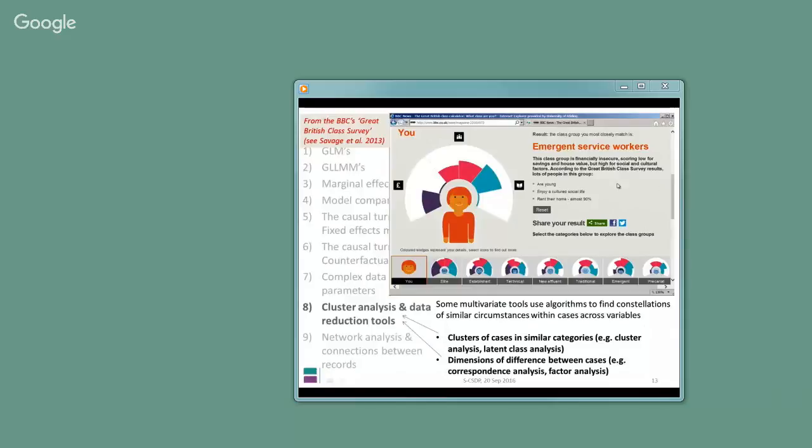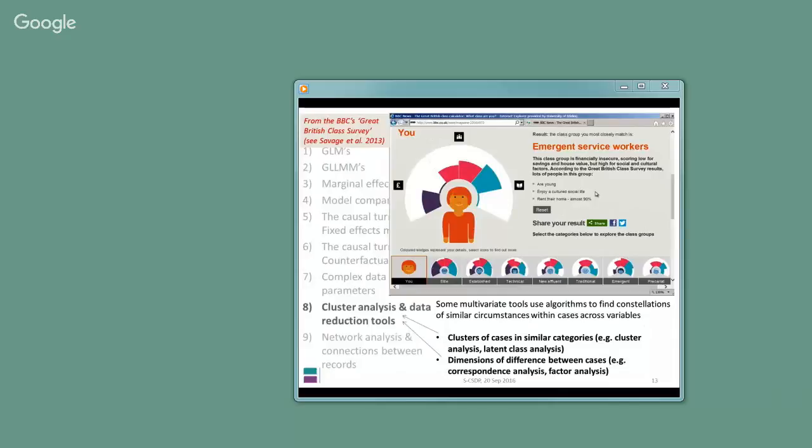And it tried to find categories of people based upon combinations of circumstances that are quite common. In this particular approach, they came up with a 7-class categorization for the contemporary UK. They argued that most people in the UK can reasonably be located in one of 7 latent classes. The one I'm showing on screen, emergent service workers, characterized by a number of different things, but they're typically young, they typically have cultured social life, but they mostly rent their own homes, for example. Lots of features about them that are, on average, distinctive without applying necessarily to every single person in them.